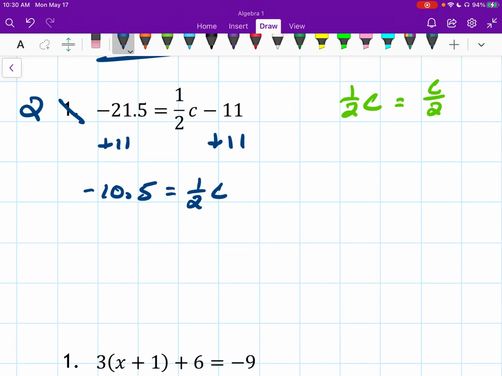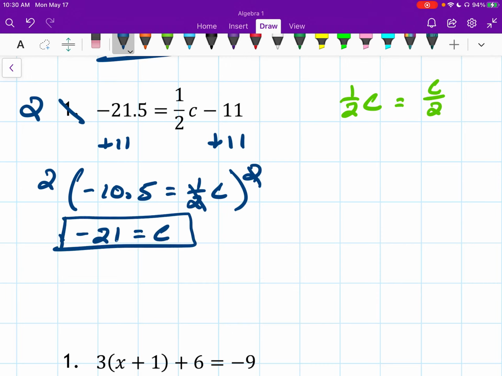To get rid of the 1/2, I'm going to multiply everything by 2. So that cancels the 1/2 out. And then on the left here, I'm going to have, what is that? That'll be negative 21. And there we are.